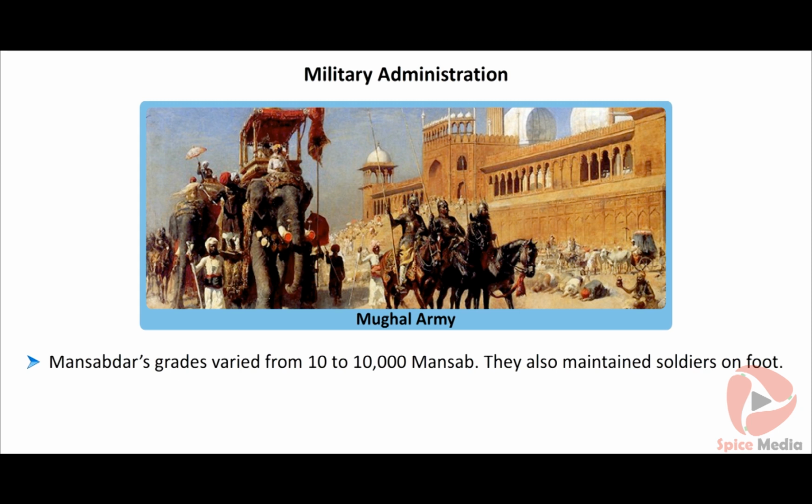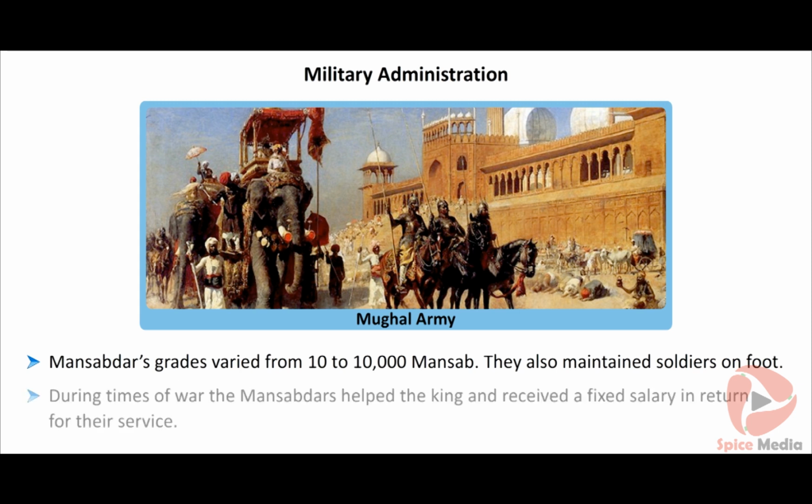Their grades varied from 10 to 10,000 Mansabs. They also maintained soldiers on foot. During times of war, the Mansabdars helped the king by providing him with their horsemen and foot soldiers. They received a fixed salary in return for their service.